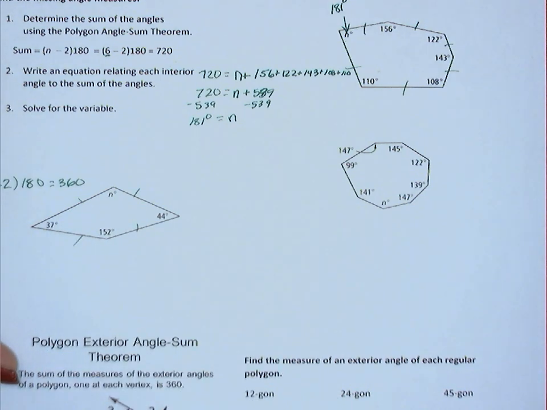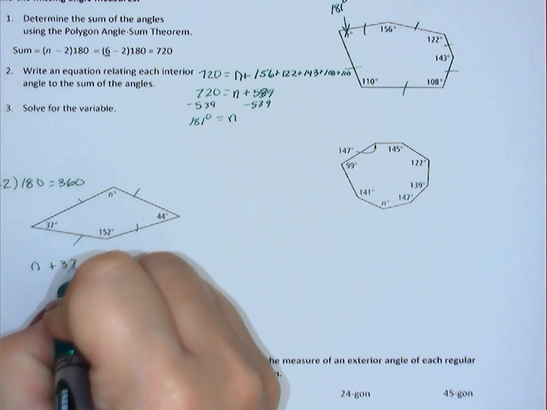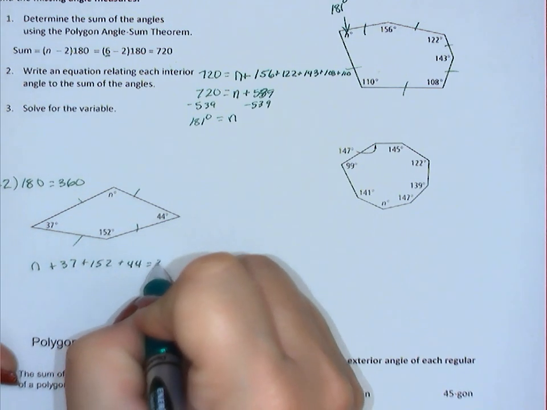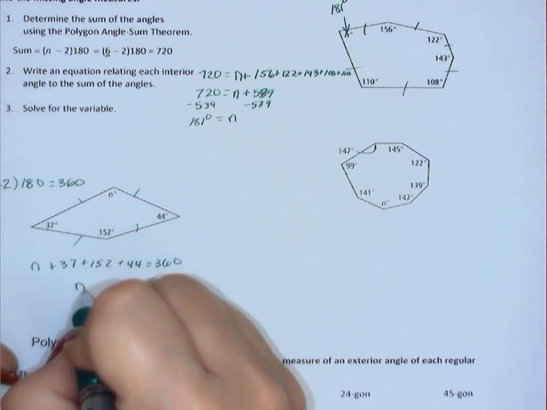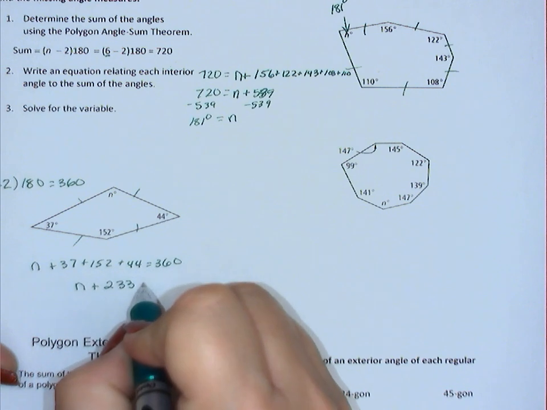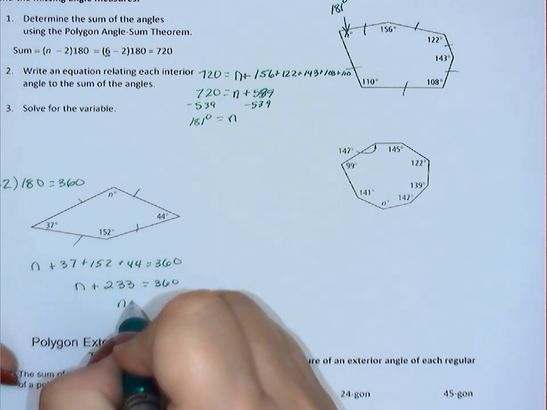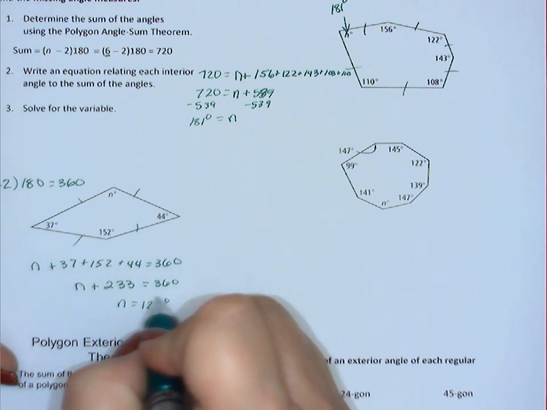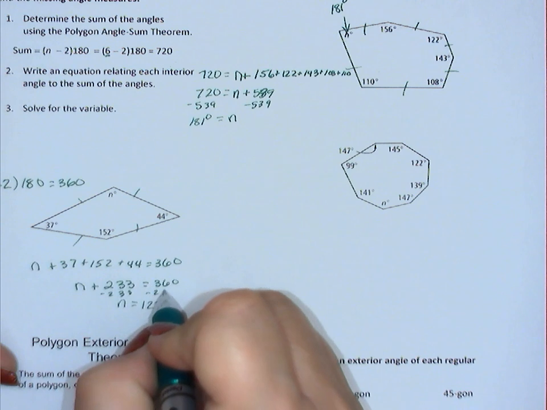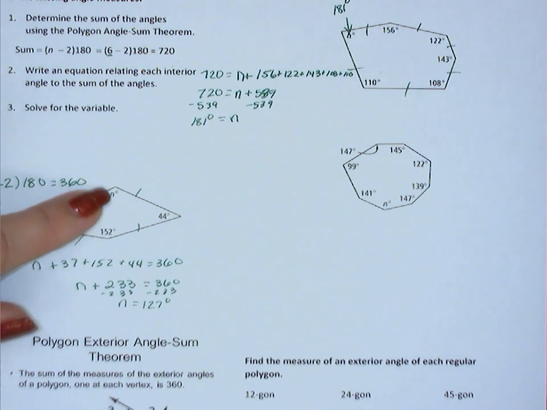So writing my equation out, I'm going to have n plus 37 plus 152 plus 44 equals 360. Simplifying, I get n plus 233 when I add those together. That's going to give me 360. Then I subtract the 233. That's going to give me that n is 127 degrees. So the missing angle right here is 127 degrees.